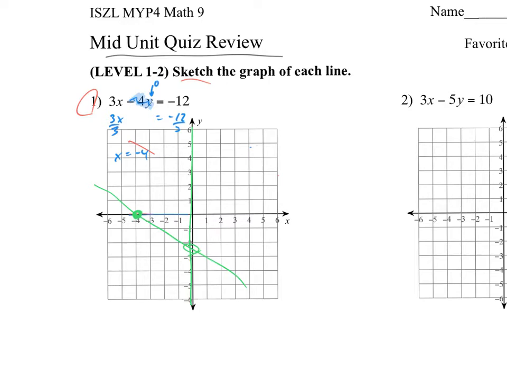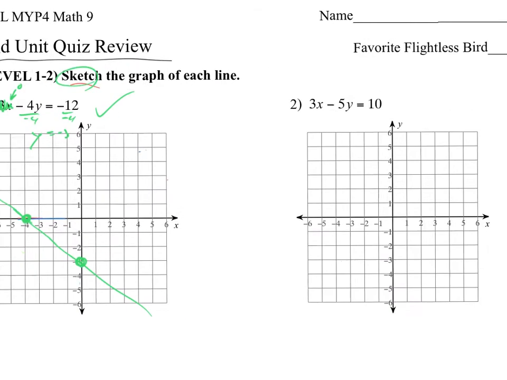So instead of plugging it in here, we're going to plug in 0 for x, and this 3 times 0 is 0, and so now we've got just dividing by negative 4 to solve. So divide by negative 4, divide by negative 4, and y should be negative 3. So this comes in here at negative 3, like that. So there's one point, there's the other point, and you draw your nice line, and you're done. Ka-ching, we just sketched it. Yay. All right, so moving on to the next piece.